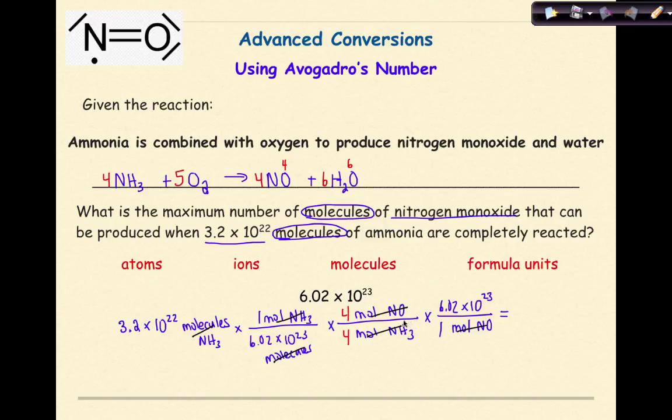You could enter all these numbers into your graphing calculator and get an answer. But I also recognize that this 4 and this 4 cancel each other, and that this 6.02 times 10 to the 23rd cancels this 6.02 times 10 to the 23rd. So guess what our answer is after all this work? That's right, people. It's the same answer that we started with: 3.2 times 10 to the 22nd molecules of NO.